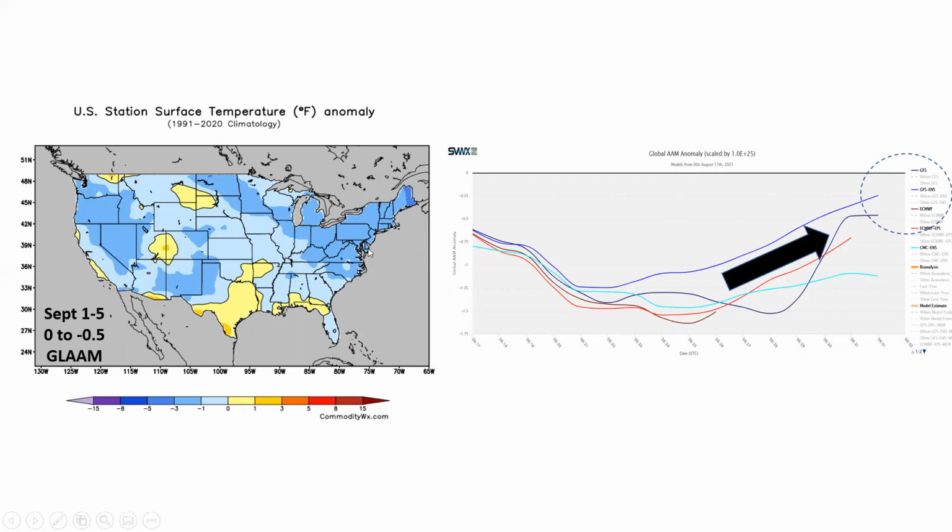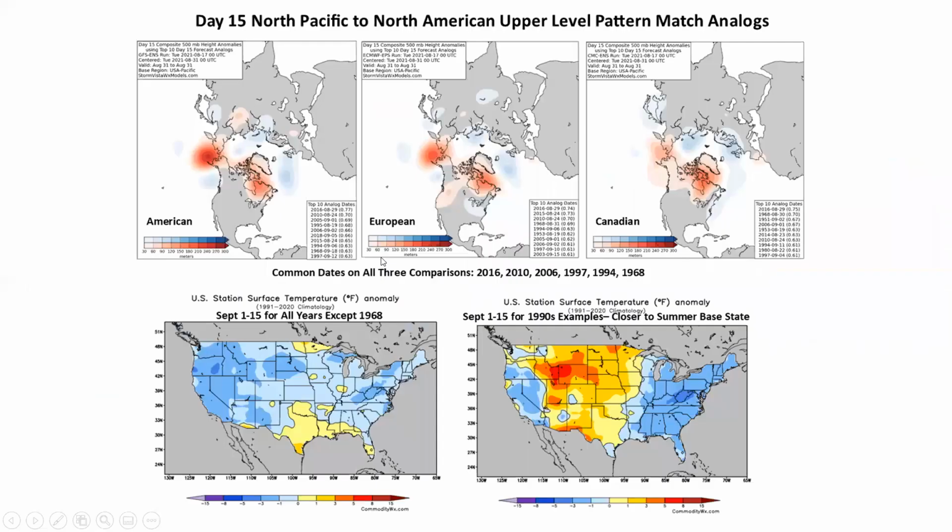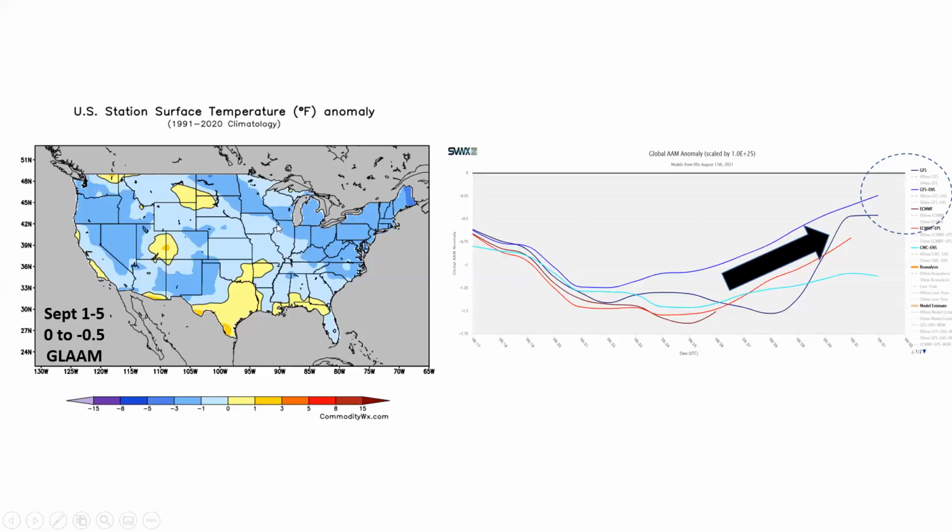So I actually was surprised. This actually isn't too far off the mark from this map here, the September 1 through 15 I did on just pattern matching the 500 millibars on day 15. So I was kind of surprised to get a similar answer here.